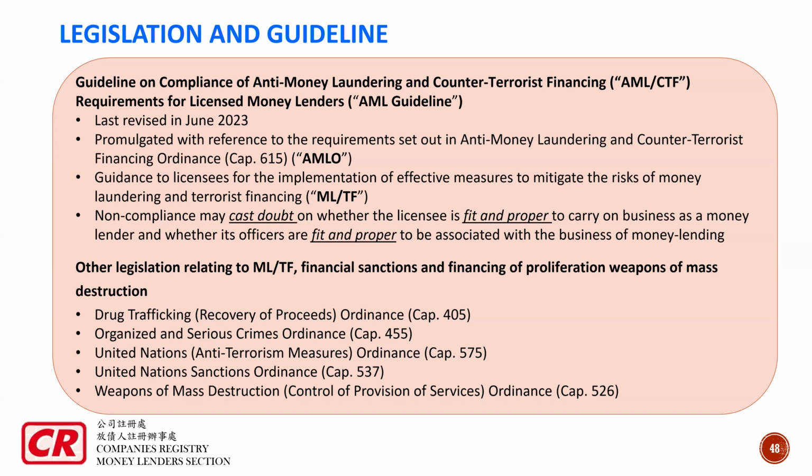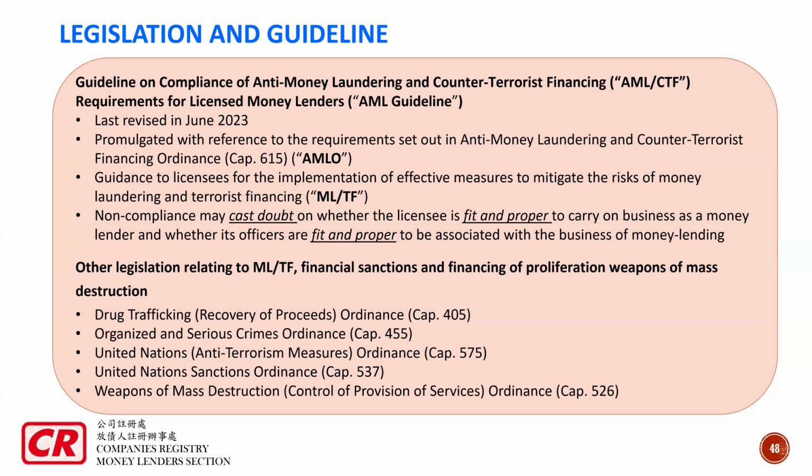You will note that the AML guideline is promulgated with reference to the requirements set out in the Anti-Money Laundering and Counter-Terrorist Financing Ordinance, the AMLO. The guideline serves to provide guidance to licensees for the implementation of effective measures to mitigate the risk of money laundering and terrorist financing. Even though the guideline is not a legislation, non-compliance may cast doubt on whether the licensee is fit and proper to carry on business as a money lender, and whether its officers are fit and proper to be associated with the business of money lending.